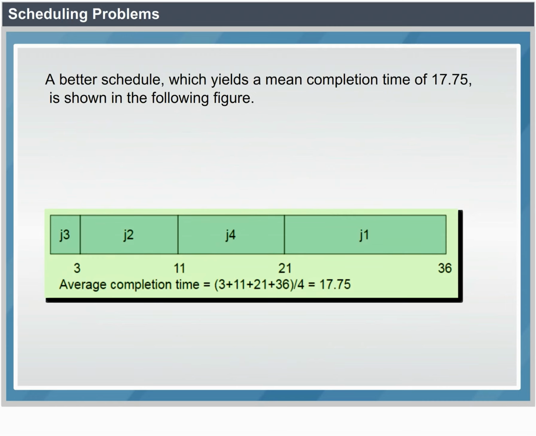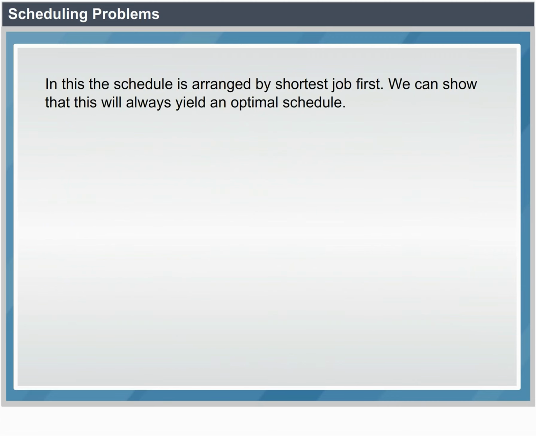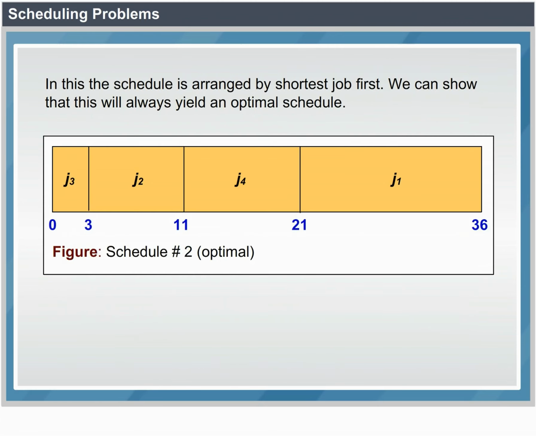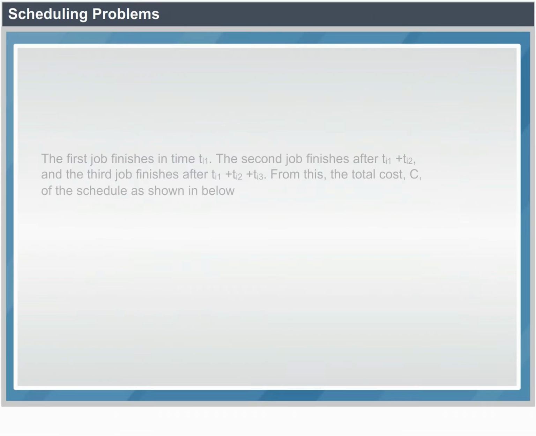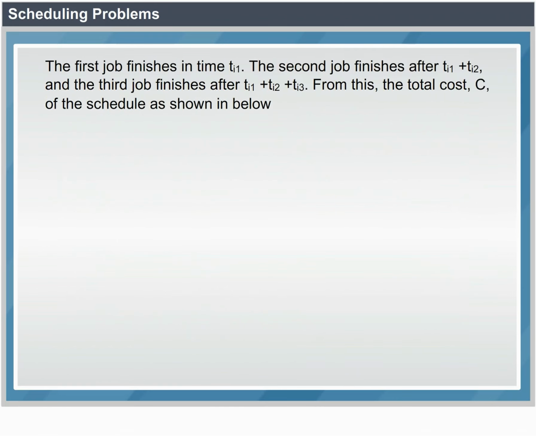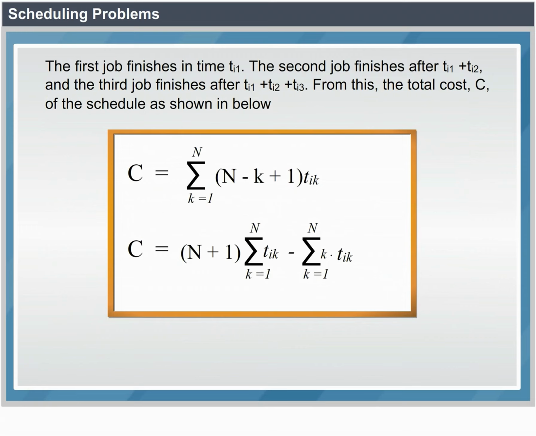In this, the schedule is arranged by shortest job first. We can show that this will always yield an optimal schedule. Let the jobs in the schedule be Ji1, Ji2, up to Jin. The first job finishes in time Ti1. The second job finishes after Ti1 plus Ti2. And the third job finishes after Ti1 plus Ti2 plus Ti3. From this, the total cost C of the schedule is shown below.